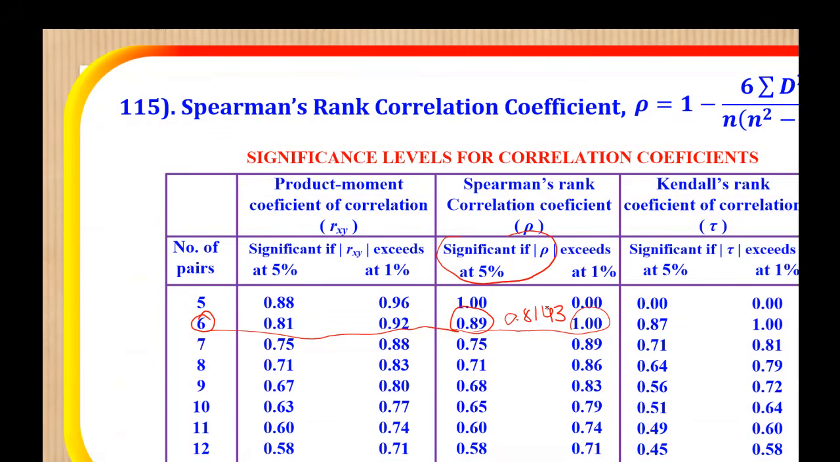0.8143. So you realize that this value is smaller than this. So we shall say not significant at 5%. Also, this value is smaller than this. So we shall still say not significant at 1%. So any of the two comments is okay.